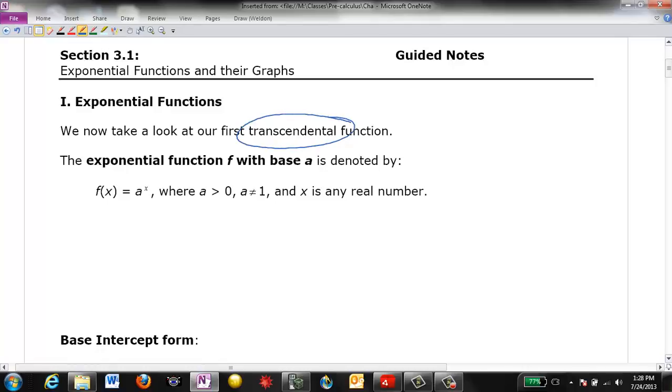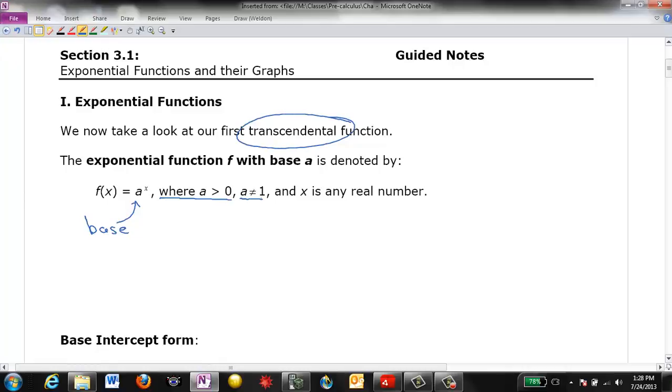Okay, so notice that we have a function f of x equals a to the x, and it's saying here a must be greater than 0. So remember, a represents what's called a base. So this is the base of our function, and we're saying that the base has to be greater than 0. And we're saying that the base cannot be equal to 1. We're going to talk about why that is here in just a minute.